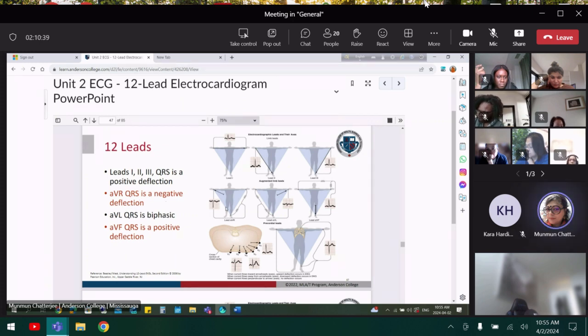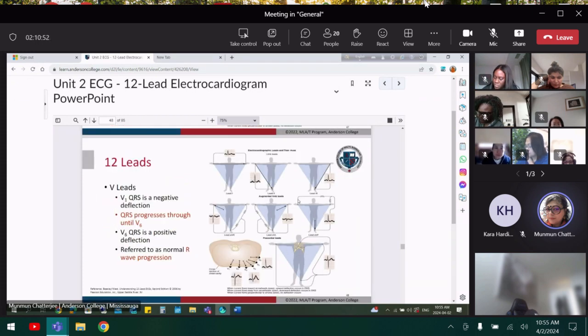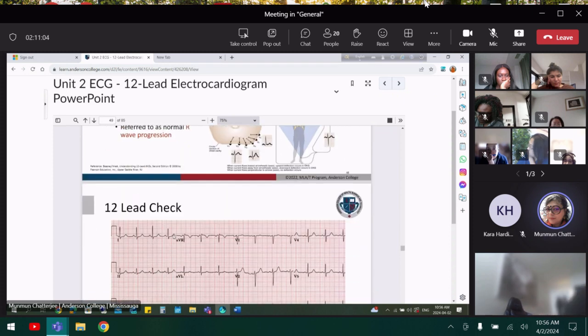R gives the QRS positive deflection, negative deflection, and AVL is the biphasic. That's just remember from this graph. You don't need to remember all the others; they are giving the positive deflection. So V1 is the negative deflection. You don't need to remember this, it's too much.